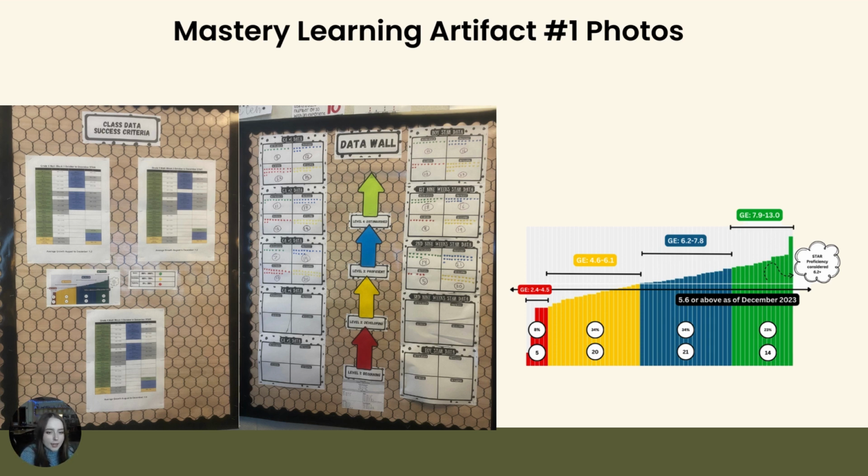And on the data wall, I have our performance on our common assessments and our STAR math as a whole group. And then I also have a graph here showing all of the student performance data. It is anonymous, but students can identify where am I on that graph? Am I in the green? Am I in the blue, the yellow, or the red? And where should I be?